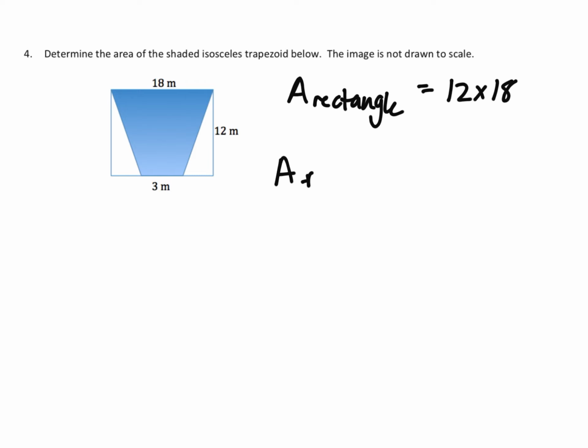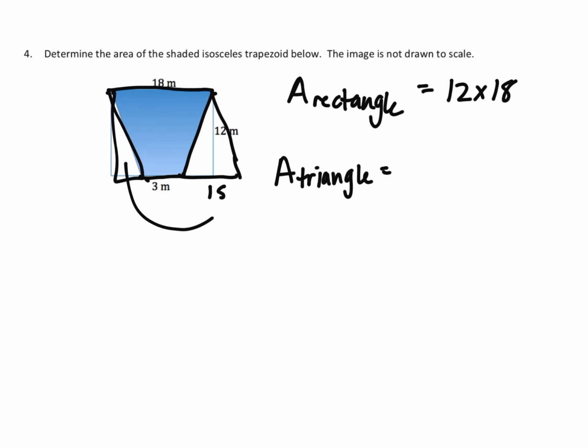Then the area of the triangles, well, if this piece is 18 and this piece is 3, that means I have 15 left over. So that I could have a triangle that has a base of 15 if I just moved this one over. So 15 and a height of 12.